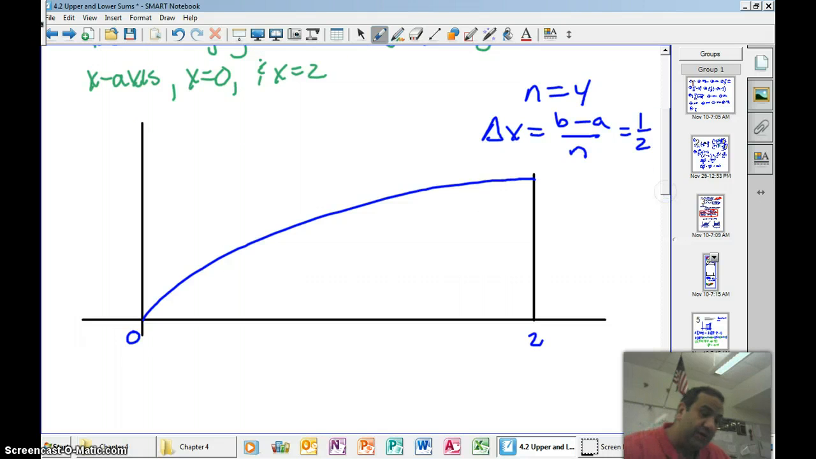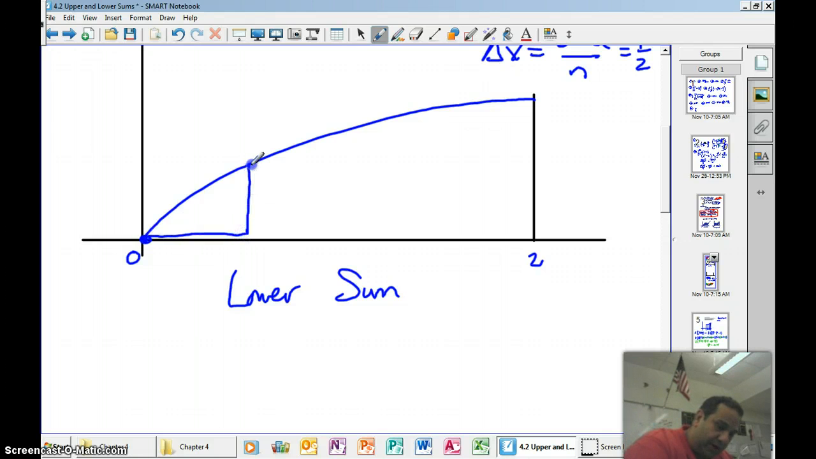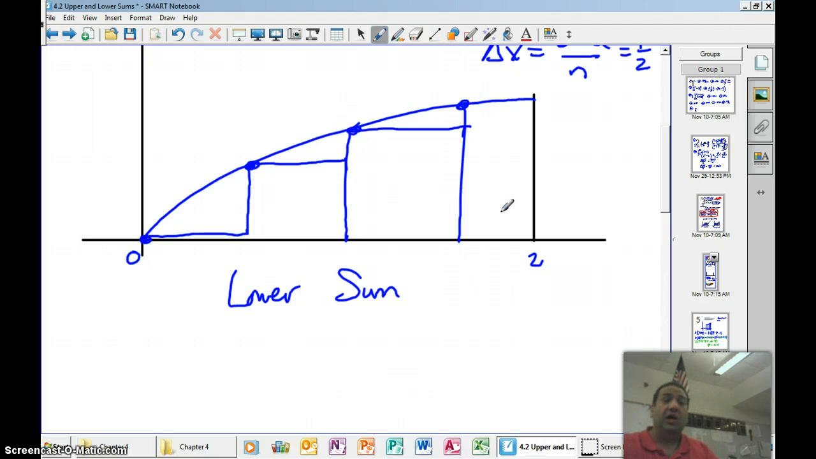So my rectangles, when I draw them, if I do the lower sum, which is the left endpoint, okay, look at the first rectangle right here. And it goes to here, then we go up, goes to here, and they're equal rectangles. I don't know if I did this very equally, okay? I try, folks, I try. And there they are, 4 rectangles, 1, 2, 3, 4.